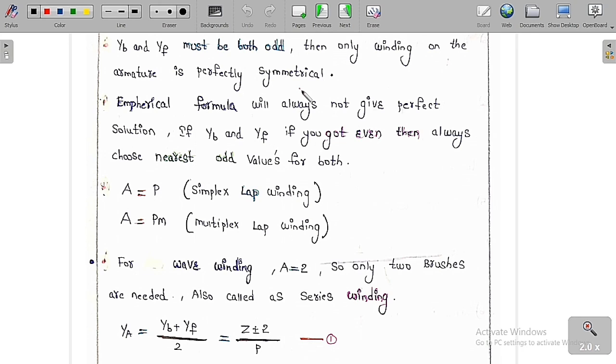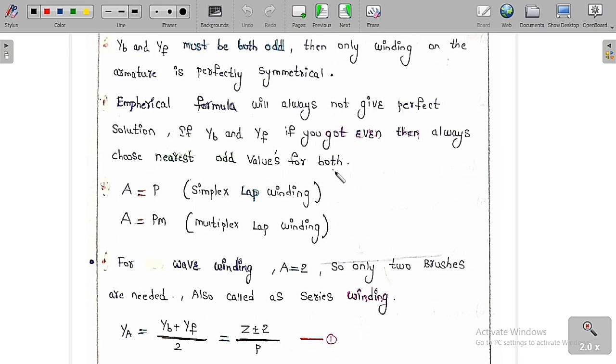So YB and YF must be both odd. Then only the winding on the armature is perfectly symmetrical. The empirical formula will always not give a perfect solution. If YB and YF, if you get even, then always choose the nearest odd values for both.